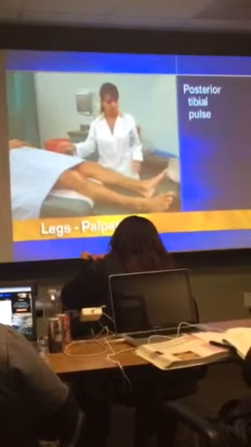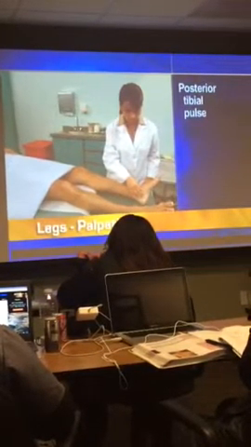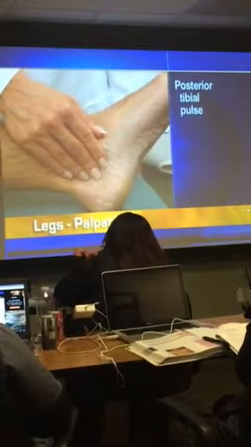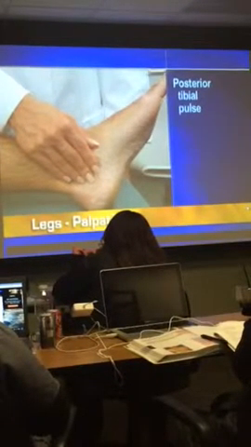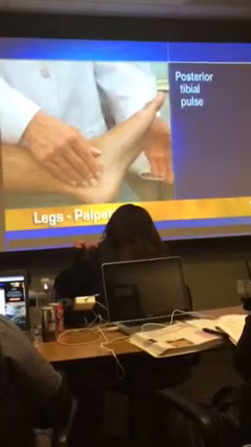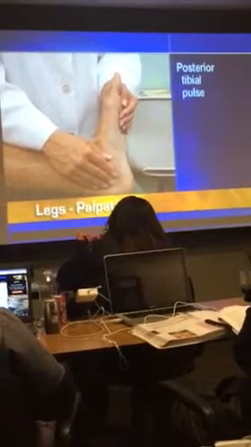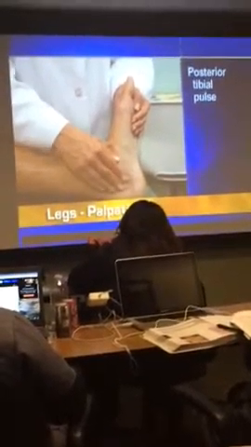For the posterior tibial pulse, curve your fingers around the medial malleolus and press gently. You should feel the pulse in the groove between the malleolus and Achilles tendon. If not, have the person dorsiflex his foot to make the pulse more accessible.